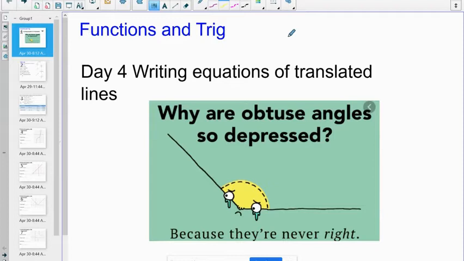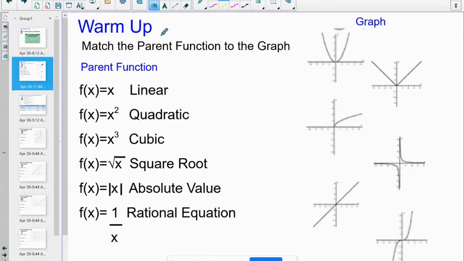So today we're going to be working on writing equations of translated lines. You're either going to be given an image, a written out equation, or a description, and you're going to be writing down that equation. It's kind of the opposite of what we've been doing. So now our warm up again is just matching these.